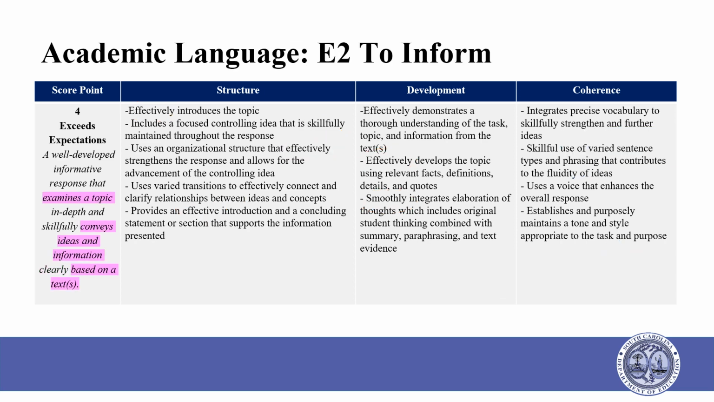Returning to the Trait 1 rubric for To Inform, please compare the academic language in the rubric with the language we earlier identified in the E2 C.2.1 indicator. Topic, organizational structure, varied transitions, introduction, concluding statement or section, topic and information, facts, definitions, details, quotes, summary, paraphrasing, evidence, varied sentence types and phrasing, tone and style, task and purpose.